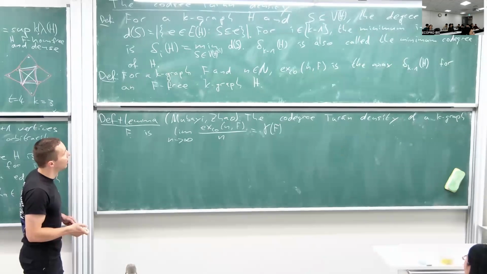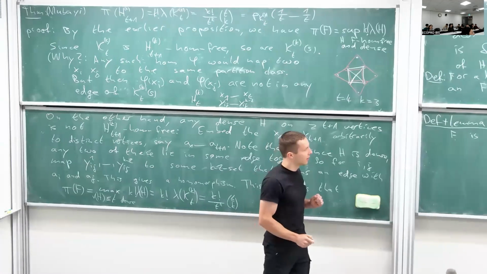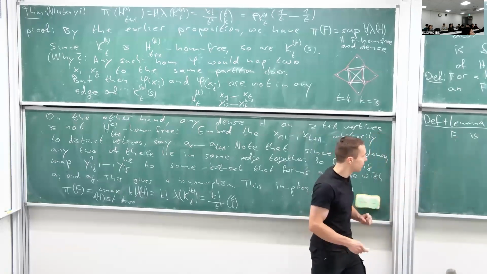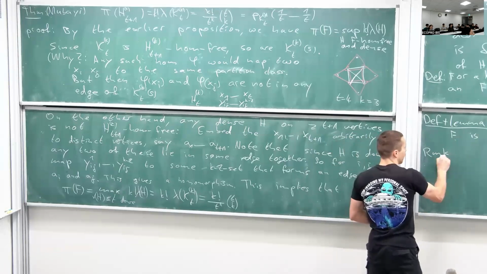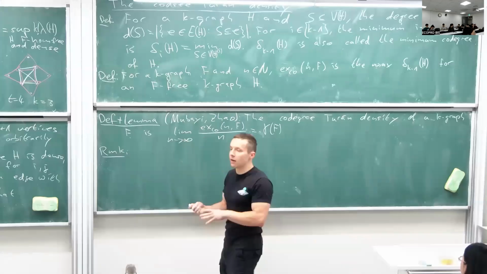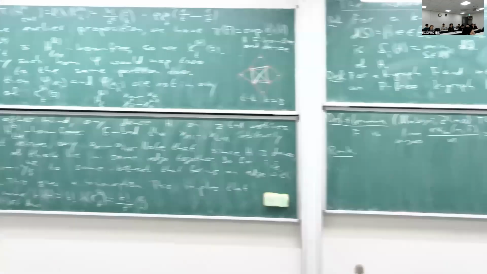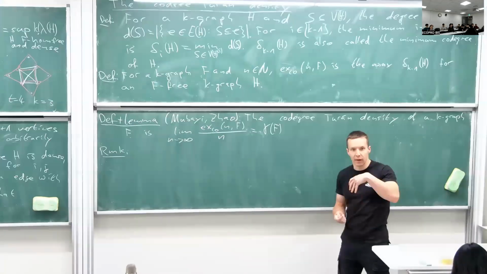Now we can ask what is the codegree Turán density of some hypergraphs, and maybe let's also remark that we again have supersaturation and the corollary. So in particular, we know that the codegree Turán density of F and the codegree Turán density of any blowup of F are the same.